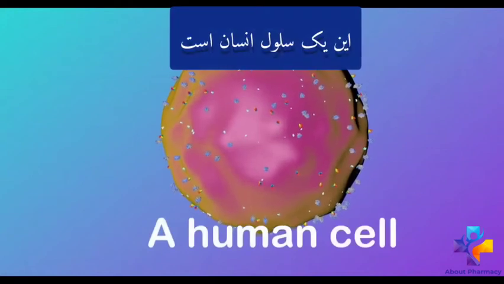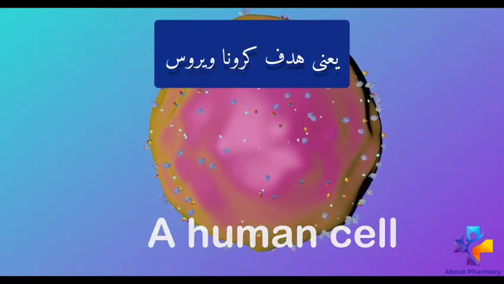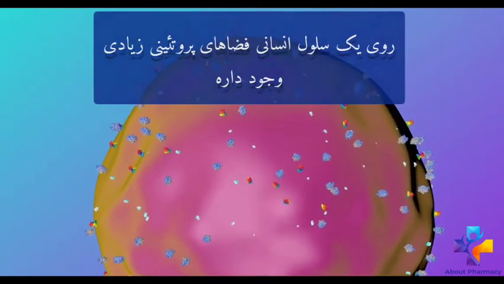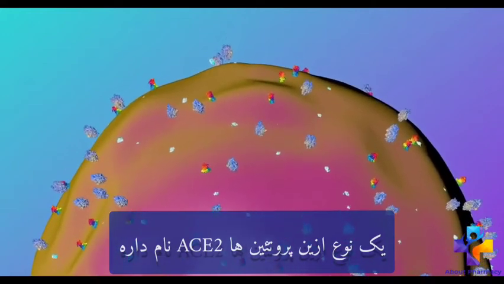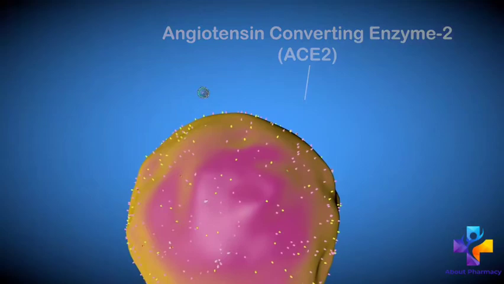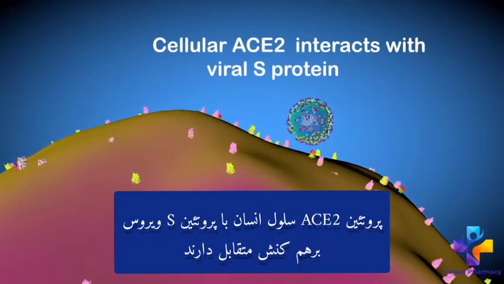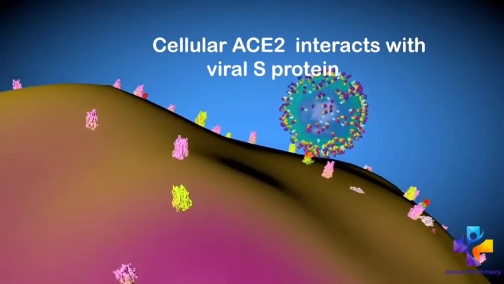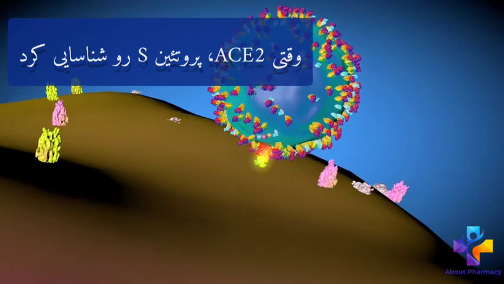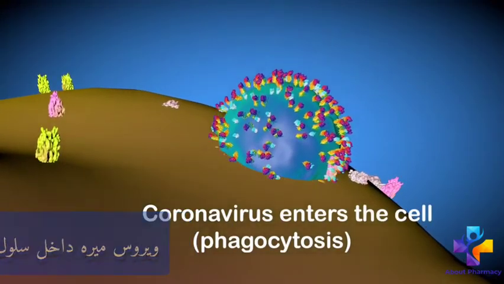This is a human cell, one of the main targets of the coronavirus. On the surface of the human cell, there are lots of surface proteins, one of which is called angiotensin-converting enzyme 2, or ACE2. Scientists have identified ACE2 as a protein that interacts with the S protein, leading to the entry of the virus into a target cell. After ACE2 recognizes the S protein, the virus is driven inside and begins to hijack the cell.